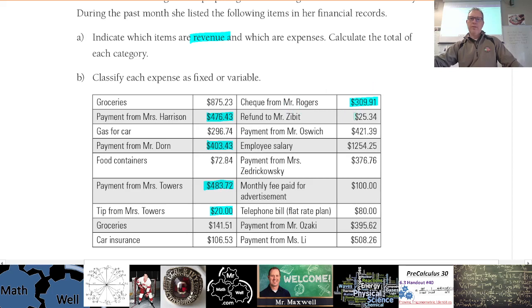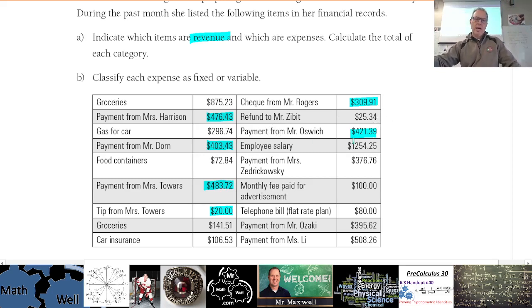Oh, a refund. That is money coming back in. You've been refunded that. Payment from Mr. Oswich. Wouldn't it be no, it'd be a refund to. Oh, 2, it says 2, right, you're right. So that is not 2, that is, who's Mr. Zibbit? Do we have Mr. Zibbit? Oh, okay, I haven't seen Mr. Zibbit yet, okay. So it's a refund 2, thank you. Get my glasses changed here. So a refund coming into you would be revenue, but refund to Mr. Zibbit, that's paying out, you're absolutely right.